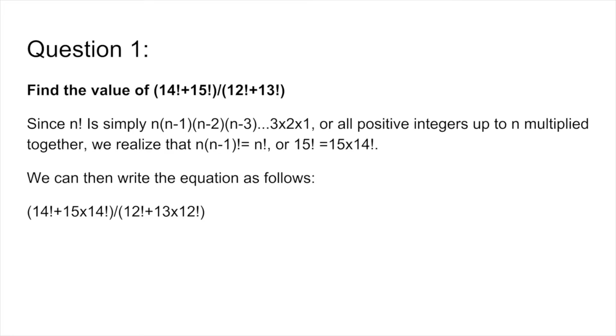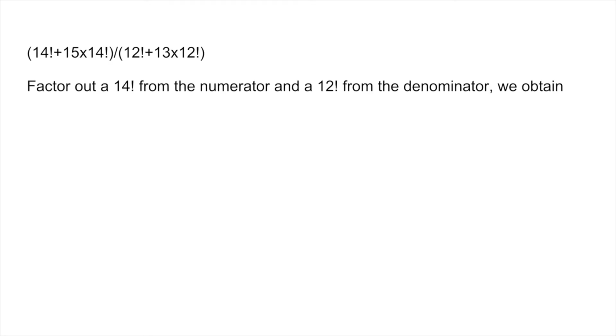14 plus 15 times 14 factorial, which is 15 factorial, over 12 plus 13 times 12 factorial, which is 13 factorial. We have this, and we factor out a 14 factorial from the numerator and a 12 factorial from the denominator. We obtain 14 factorial times (1 plus 15) over 12 factorial times (1 plus 13), which equals 14 factorial times 16 over 12 factorial times 14.